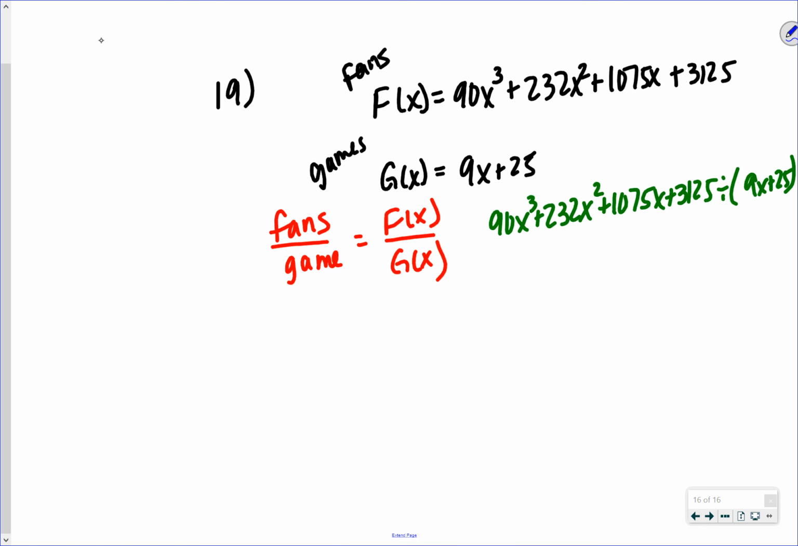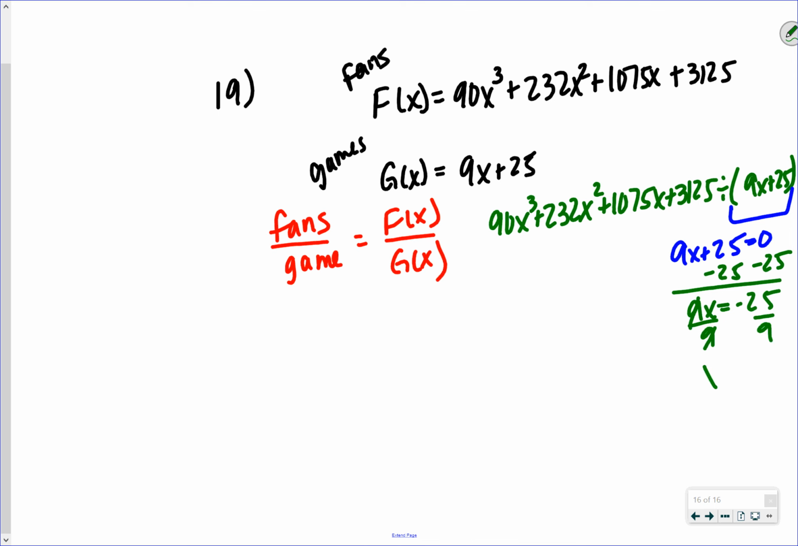Okay. So I'm going to figure out what goes in my box. What goes in my box is whatever makes this 0. 9x plus 25 equals 0. I'm going to subtract 25. 9x equals negative 25. Divide by 9. x equals negative 25 over 9. Sure, it's a fraction, but that's completely fine. So that's going to go in my box.